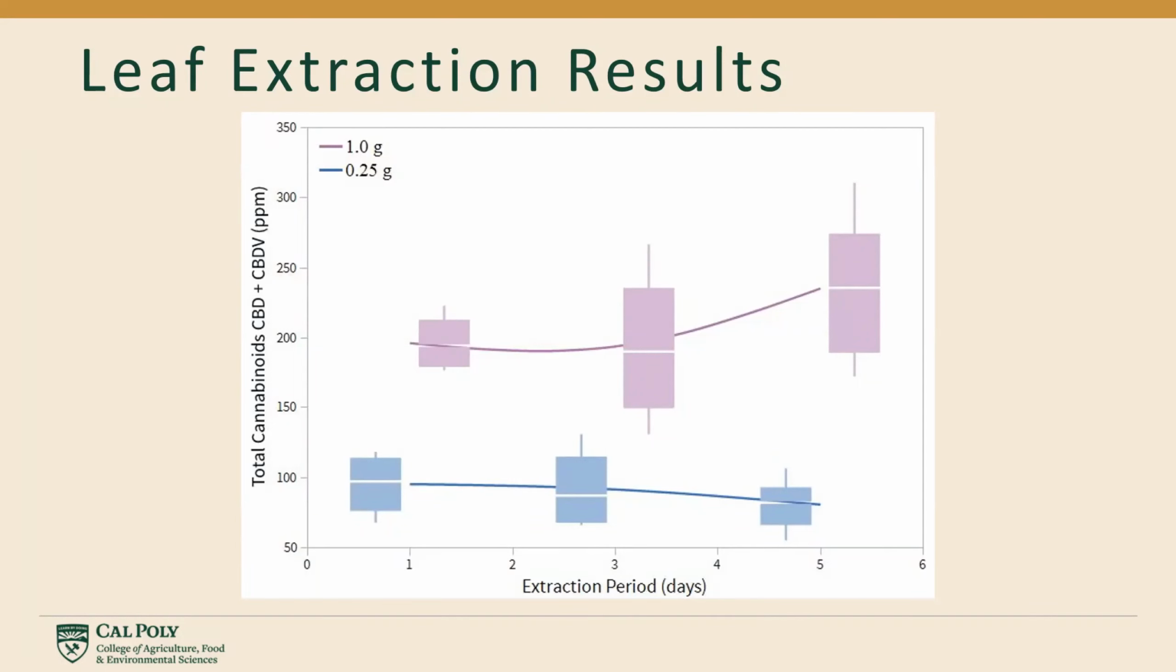In the 1/4 gram samples, there was a slight downward trend over time, which was unexpected. Within each weight level, there wasn't a significant difference in the total cannabinoid content between day 1, 3, or 5 of extraction. In fact, it seems that full extraction was achieved only after 1 day of soaking in the methanol.